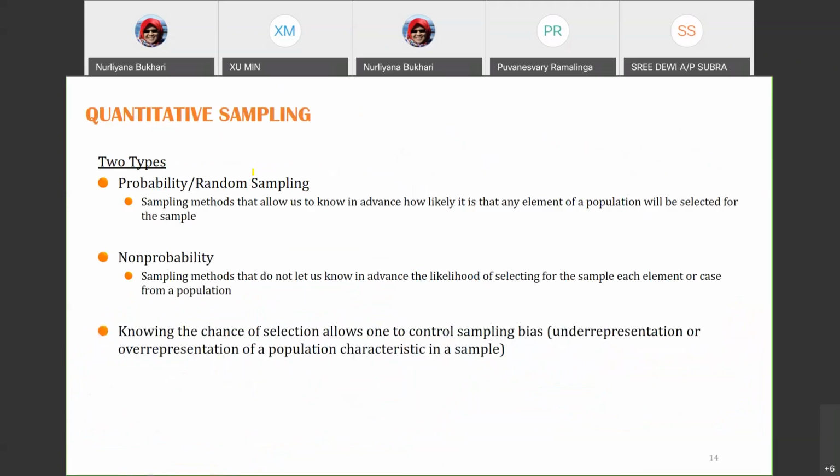Two types: probability or random sampling, or non-probability. This one means the population, and how likely they will be selected. Okay, I know we have 10 or 11 students in our class. I'm just going to select five who attend WebEx first to do my thing. So it could be anybody who joined. The first 5 students who join WebEx will be my participants.